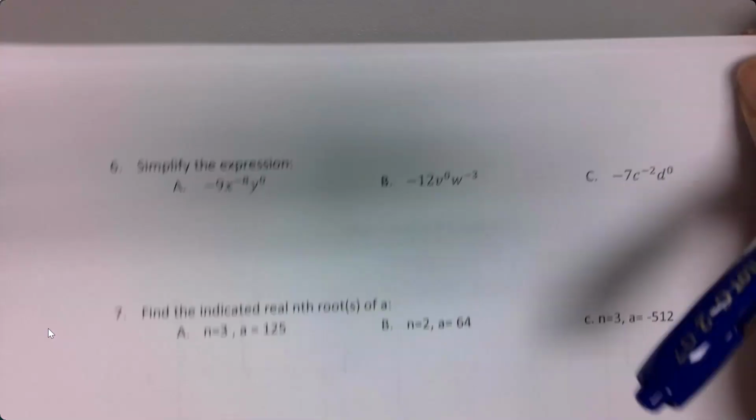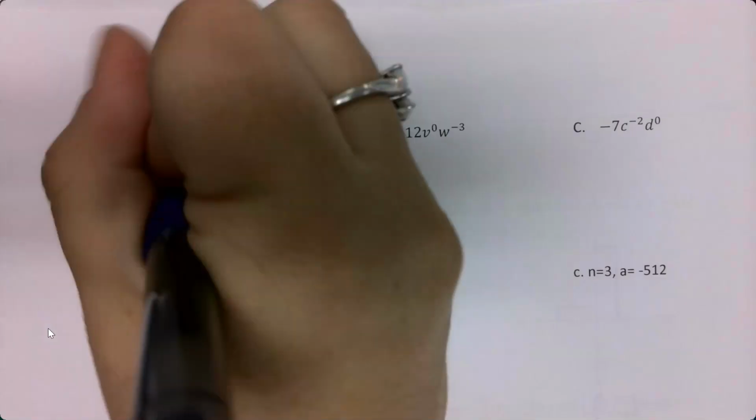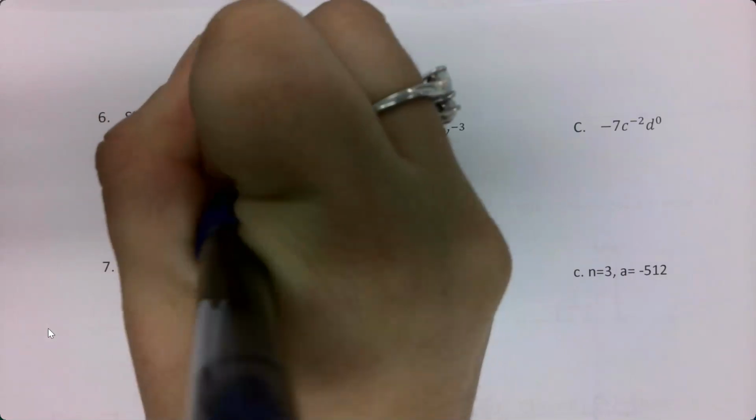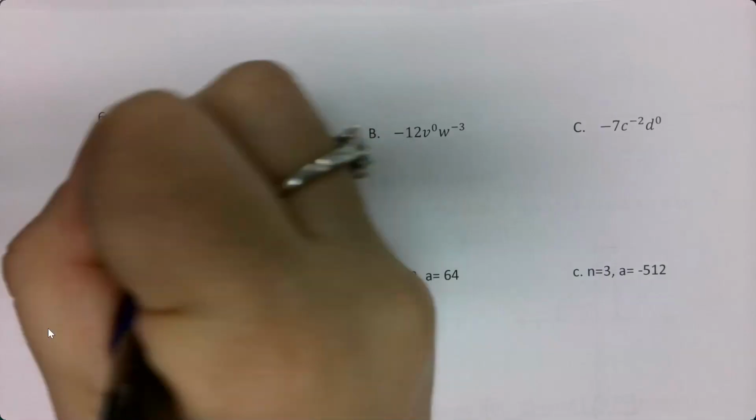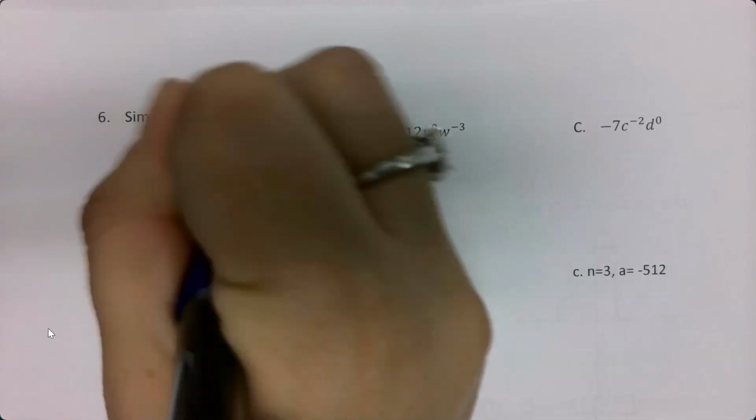Moving on. On this one, my negative 9 stays the same. My x to the negative 8 gets rewritten as 1 over x to the 8. And y to the 0 turns into 1. Then I multiply across. This gives me negative 9 over x to the 8.